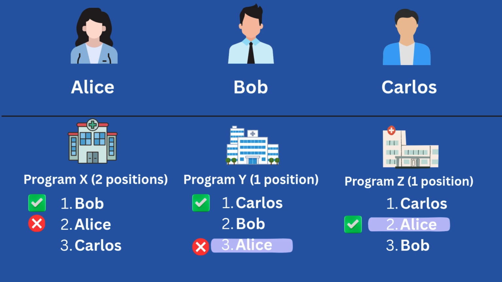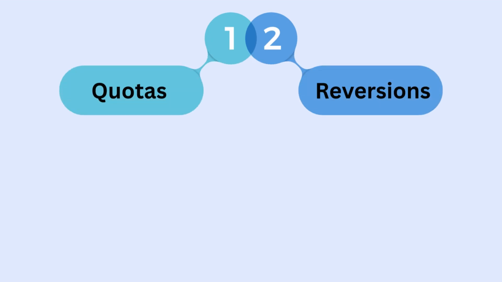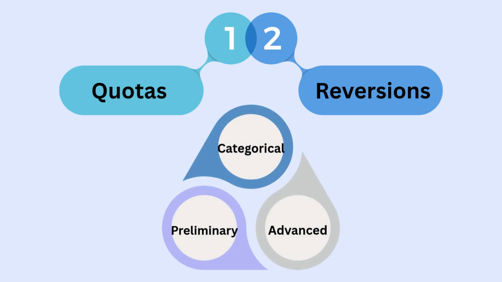It also emphasizes the importance of applying broadly and ranking multiple programs to maximize your chances of matching. Section 4. Program quotas and reversions. These two concepts determine how many applicants a residency program can take and how those positions may be reassigned if they go unfilled. For applicants, understanding how quotas and reversions work can clarify why some programs appear in different formats: categorical, preliminary, advanced, and how to think about applying strategically, especially in specialties with complex training pathways.